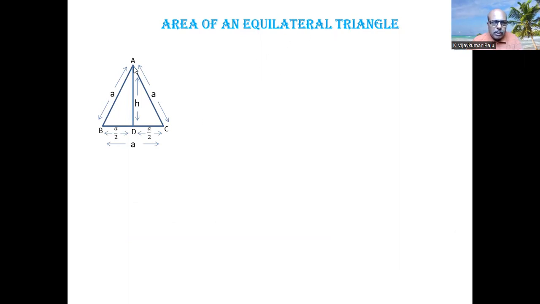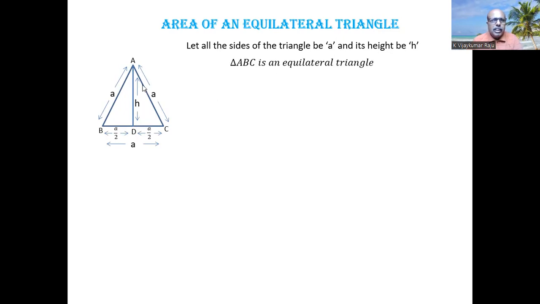The perpendicular from here to the base is the height of the triangle. When you draw the height of the triangle, it divides the base into two equal halves. So if the whole length is A, this is A by 2, this is also A by 2. So let all the sides of the triangle be A and the height be H. All sides are equal to A, that means it's an equilateral triangle.